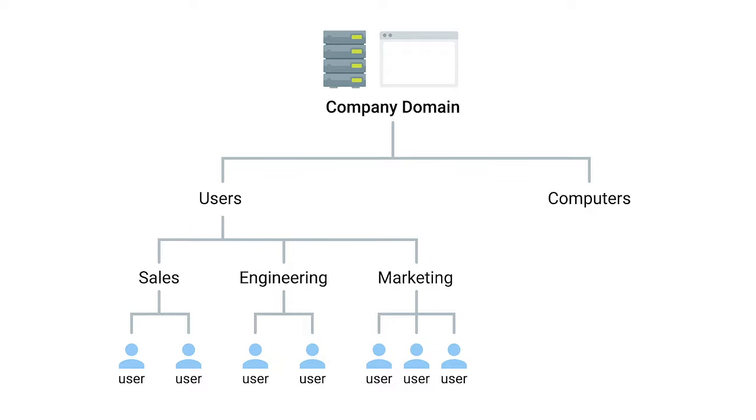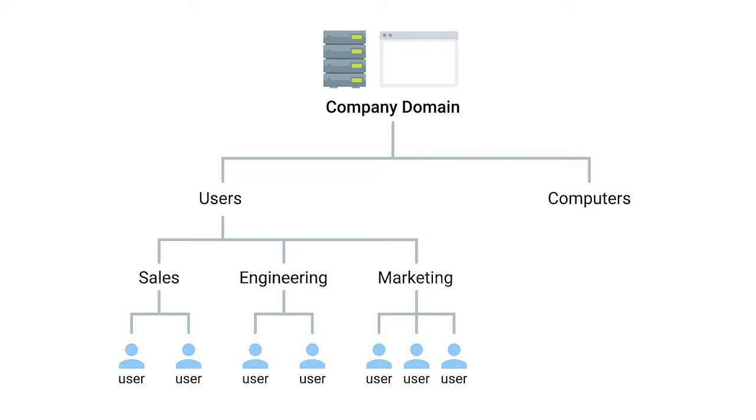Take your directory structure as an example. You may have an OU called users, which contains all user accounts. Within this OU, there could be additional OUs which represent the actual team structure of your organization. The users OU could contain additional OUs like sales, engineering, and marketing, which include the user account objects for the individuals that belong to these teams.